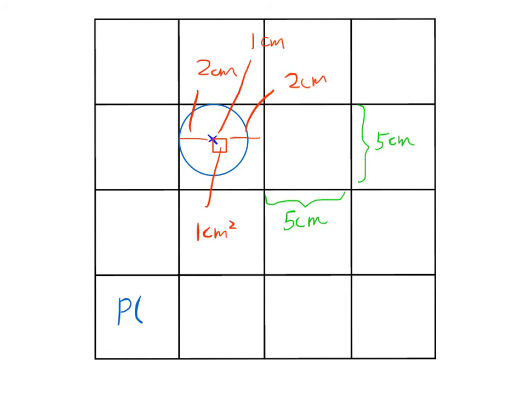Therefore, the probability of winning a prize will be 1 cm squared over 25 cm squared, which is the area of the whole square. So this 1 cm squared is our favorable outcomes. The area represents the favorable outcomes, and this 25 cm squared represents the total number of possible outcomes. So finally, the answer is 1 over 25.